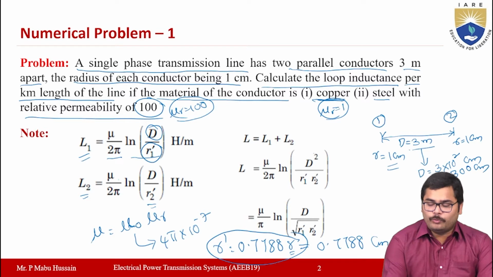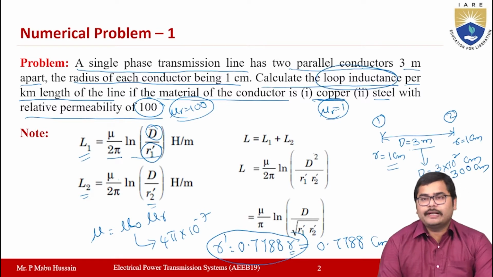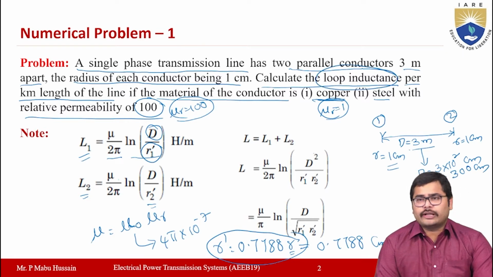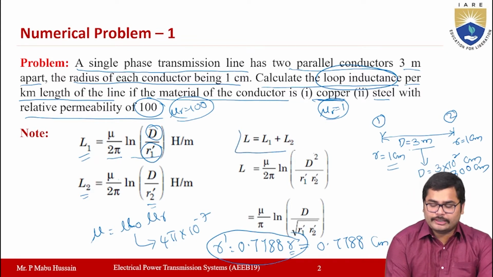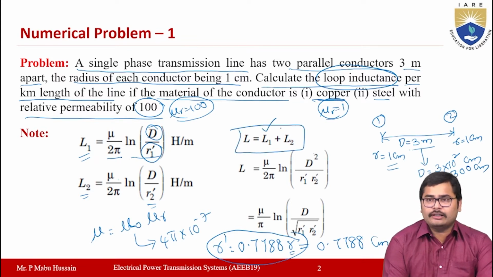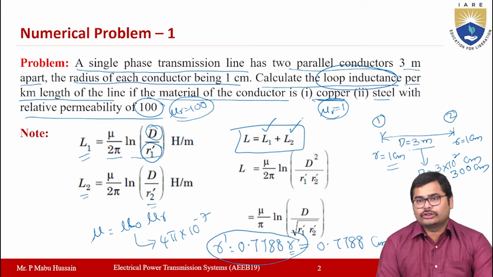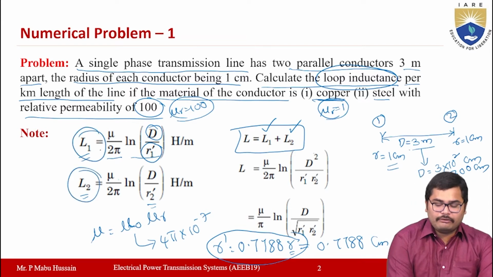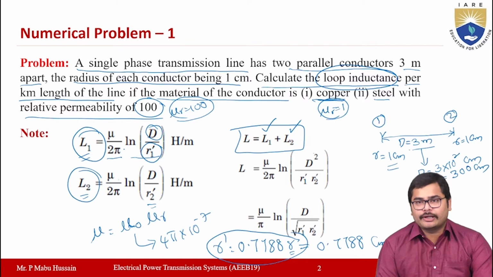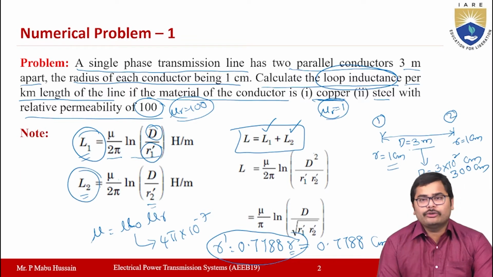Now the loop inductance or total inductance of this single phase transmission line will be equal to the sum of the two inductances, that is, the inductance of conductor 1 and the inductance of conductor 2. If you sum both, you will get the value of the total inductance of the line. Okay, so now as you know, from these two equations, L1 is mu by 2 pi into ln d by r1 dash, and L2 is mu by 2 pi into ln d by r2 dash, right?